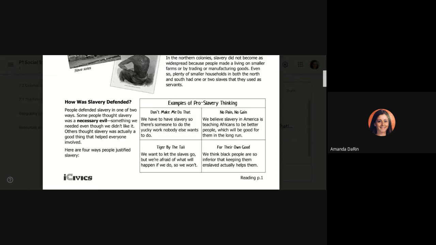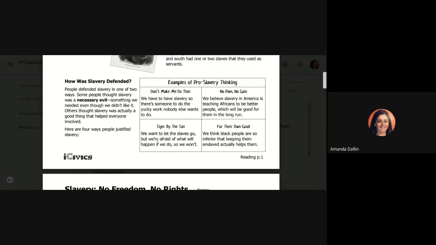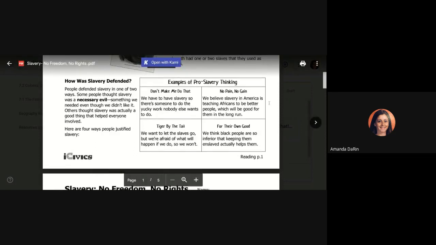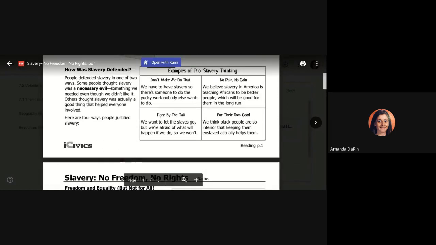We believe slavery in America is teaching Africans to be better people, which will be good for them in the long run. Pretty grotesque thought. Tiger by the tail. We want to let the slaves go, but we're afraid of what will happen if we do, so we won't. So they feel that keeping them in slavery or enslaved will keep them under control and in fear of revolts, which we will find out again in this week's lessons becomes more and more common.